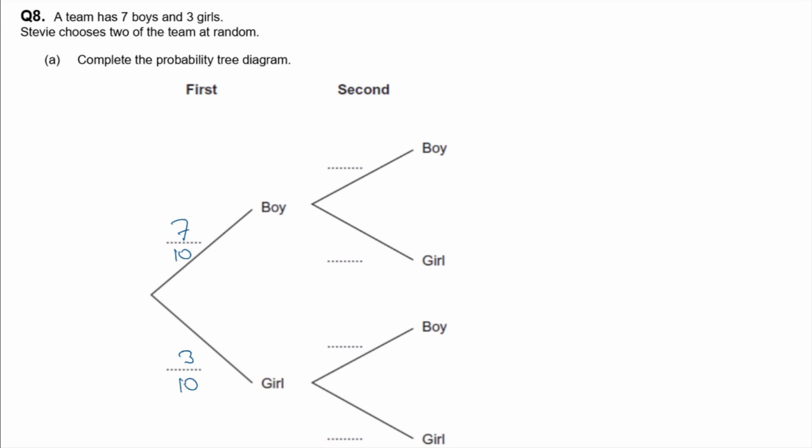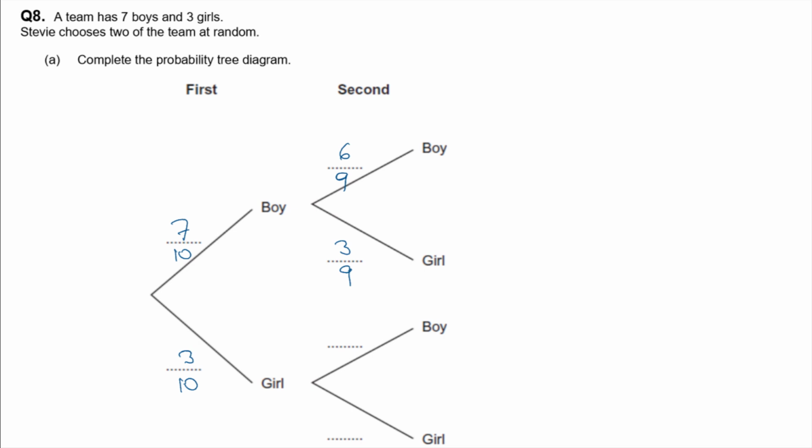Now for the second selection, I'm picking a team, so I'm not putting that first boy back into the group to select again. If he's in, isn't he? So whoever we picked at the first place isn't going to be in the pick for the second one. So if I picked a boy on the first selection, I've got 1 less boy to pick from on the second selection. I've got 6 boys, and I've got 1 less student to pick because I've already picked 1. So that's 6 out of 9. Okay. If I picked a boy the first time, I've still got 3 girls to pick from, but I've only got 9 students to pick from in total because I already picked a boy.